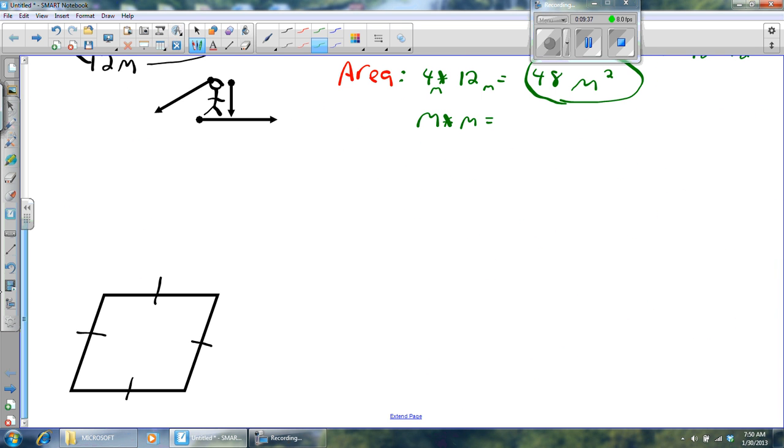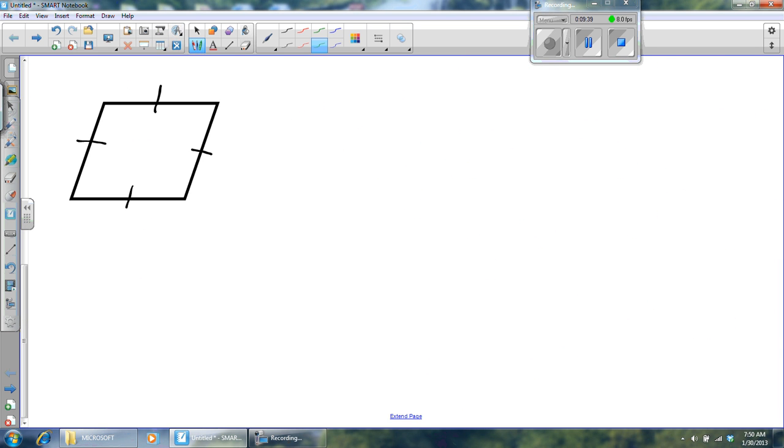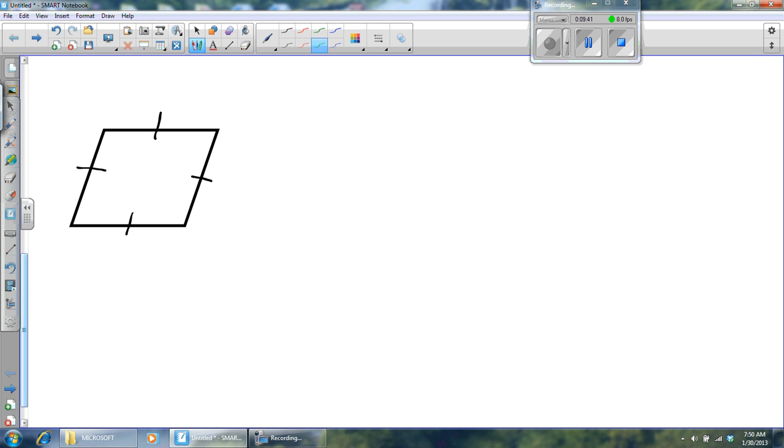Okay, we're going to do one more example. Now we'll get some practice in class tomorrow. This time I have a rhombus, and I'm going to tell you that this is 10 centimeters on the side. I want you to find the perimeter, and I want you to find the area.